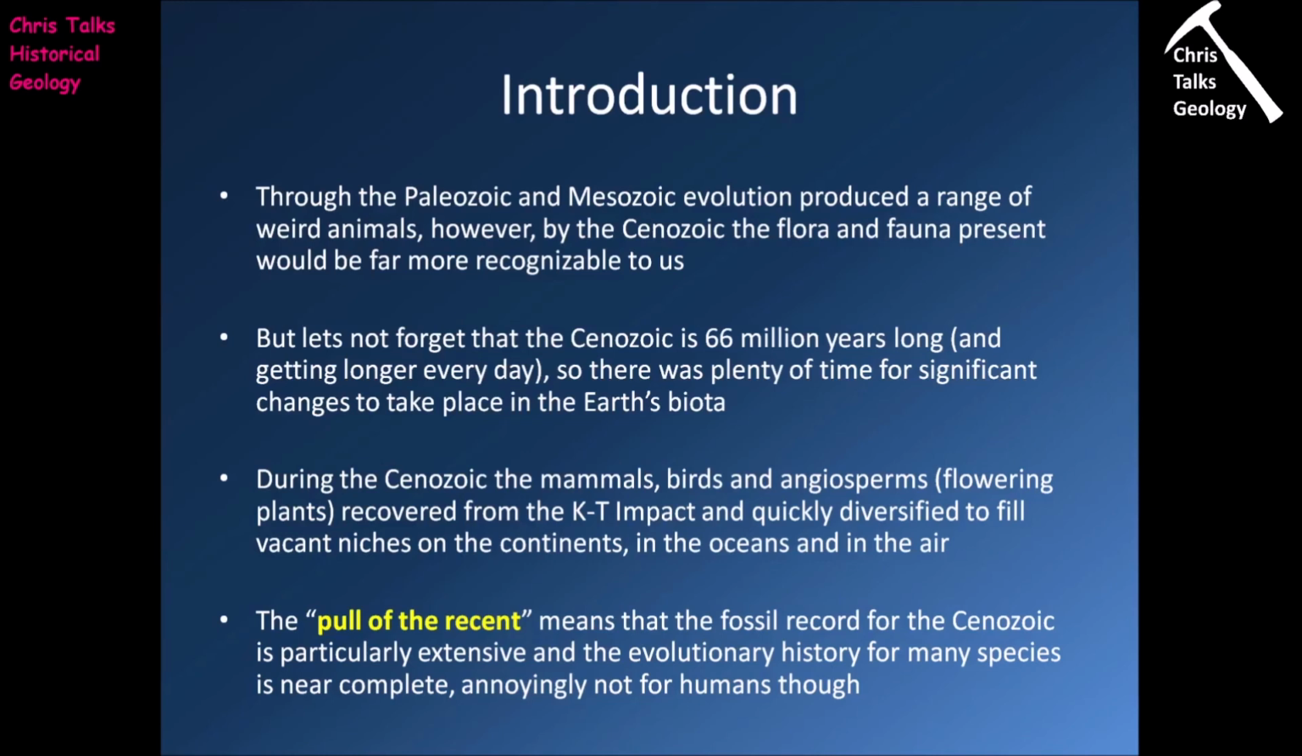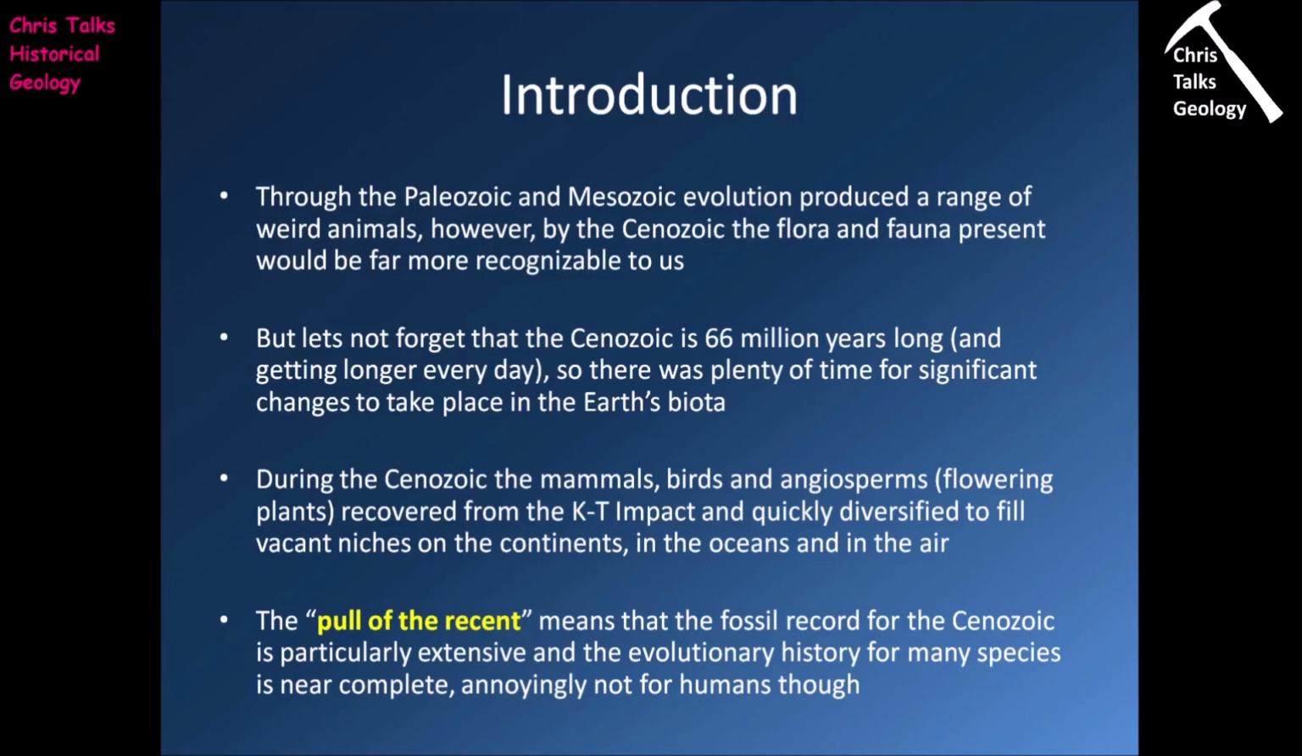Now, when we think about the Cenozoic fossil record, we need to consider something called the pull of the recent. Now, the pull of the recent means that the fossil record for the Cenozoic is particularly extensive, and the evolutionary history for many species is near complete. Annoyingly, unfortunately, this isn't the case for humans. And the pull of the recent is the result of the fact that there's been less time between the animal dying and being fossilized and the present day. So this means that because there's a shorter time period, there's less chance for the fossil to be destroyed and lost from the fossil record.